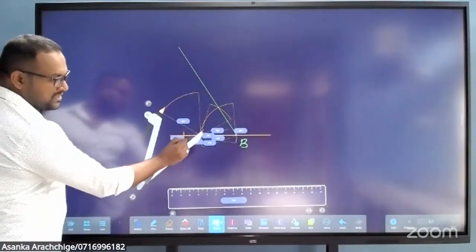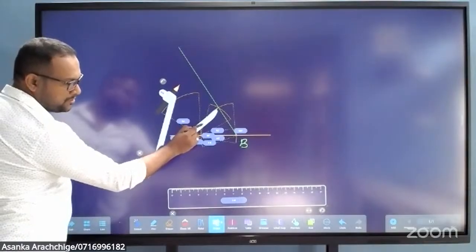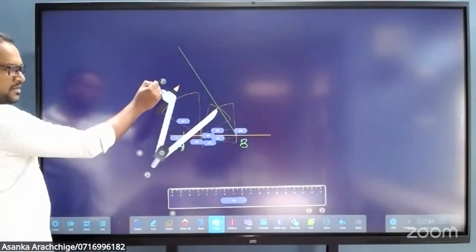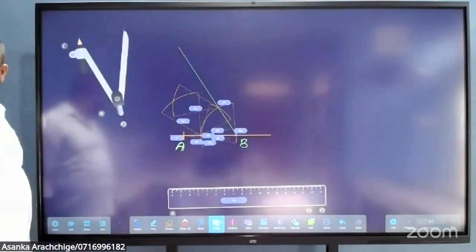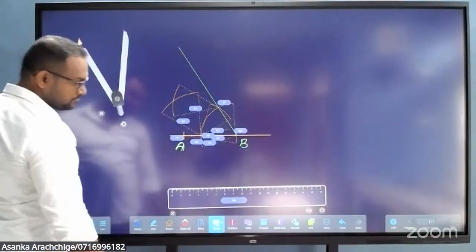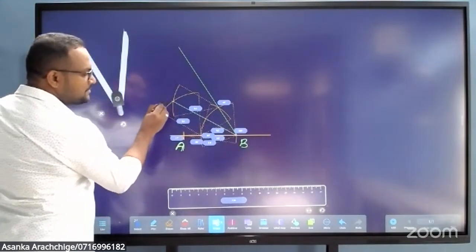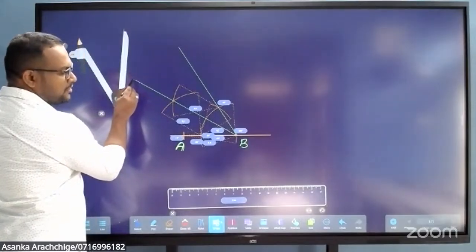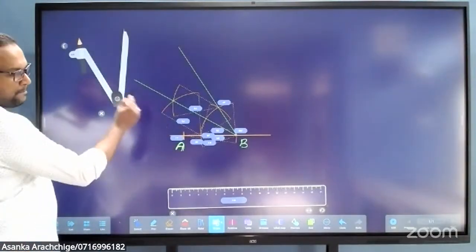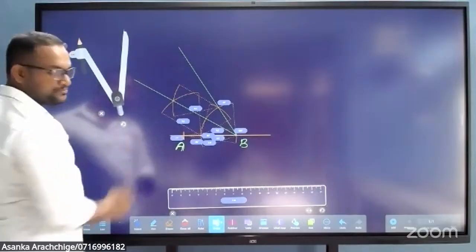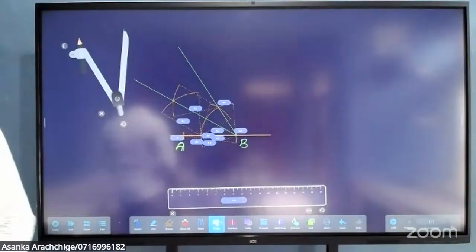Then, without changing the distance, keeping the middle point, taking the middle point to this point of intersection, we have to cut the previous arc with the same radius. Now you have to join this vertex to this point of intersection, and if you want, you can produce the line like this. Now this is the bisect of this angle. This angle of 60 degrees. Is that clear?